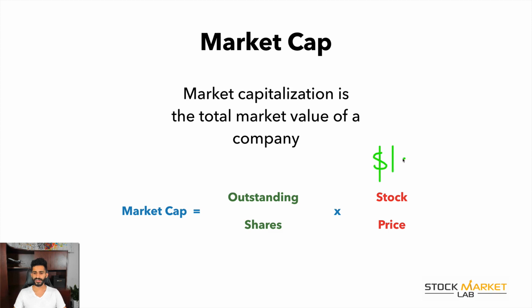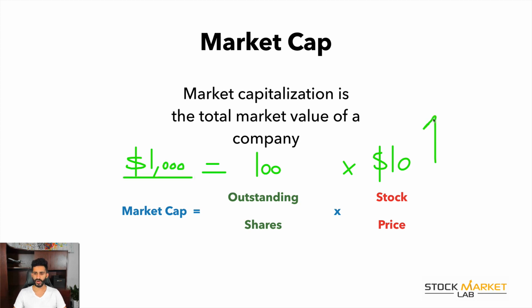Let's say the stock is trading at $10. We multiply that by the outstanding shares. How many shares are available for this company? Let's say the company has 100 shares. We multiply that and then we get the market cap, which in this situation equates to $1,000.